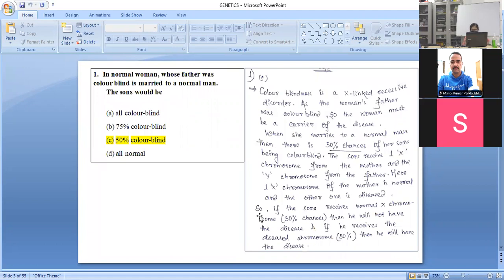I was instructed to discuss certain MCQ questions with all of you. So let's start with color blindness. Okay. So in a normal woman whose father is colorblind, who was married to a normal man, what are the chances that the sons would also be colorblind? So how do we approach this particular question?